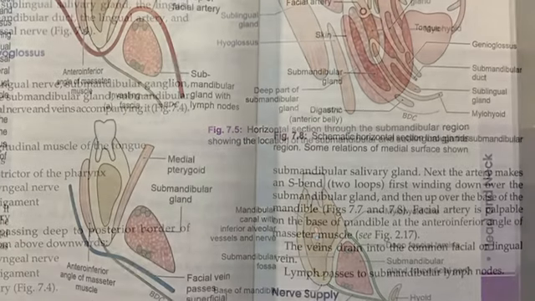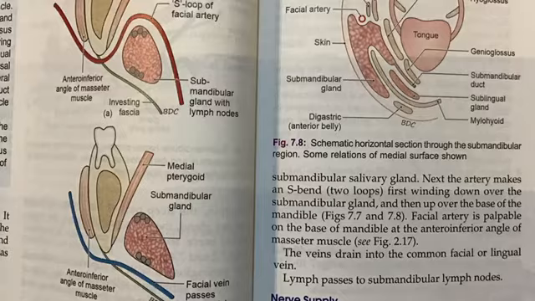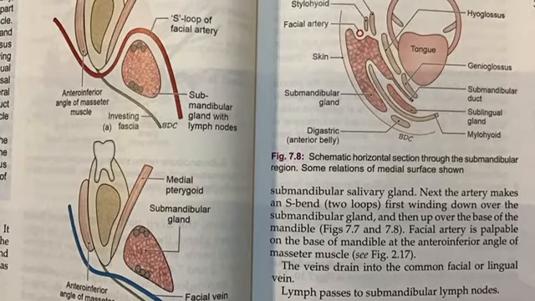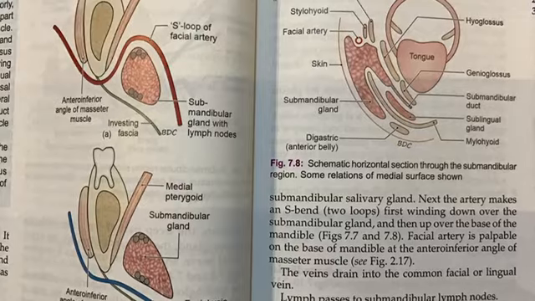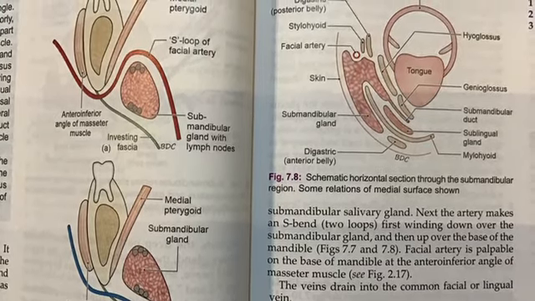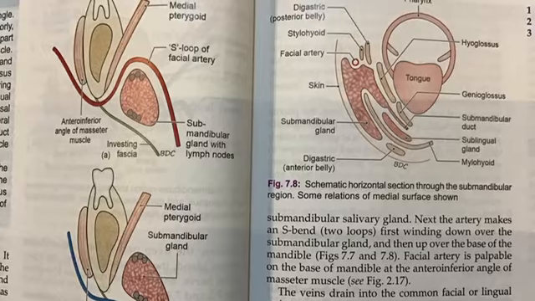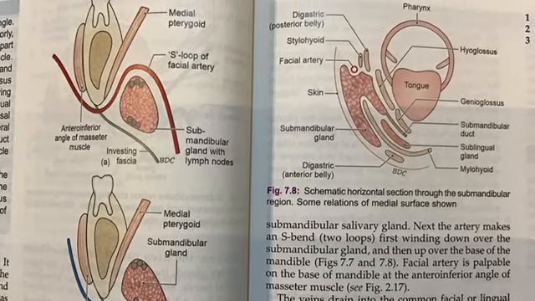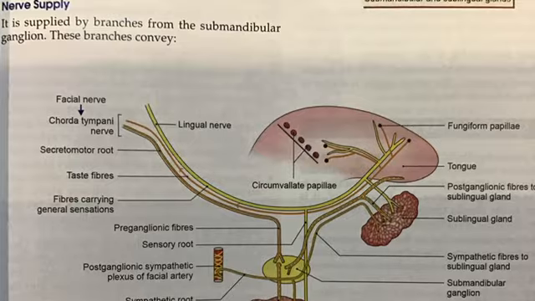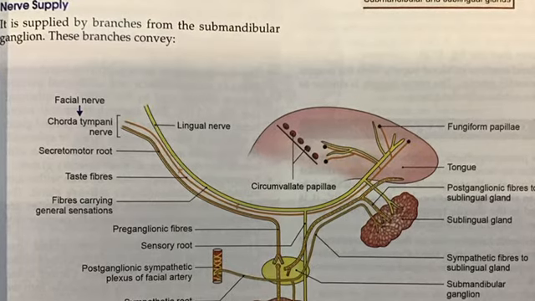You can see the relation of facial artery and facial vein. Facial artery goes deep, forms the S loop, and the vein is directly above that. And in another figure, you can see this muscle, mylohyoid muscle, divides the submandibular gland into superficial part and deep part. Supply to the submandibular gland and the sublingual gland.